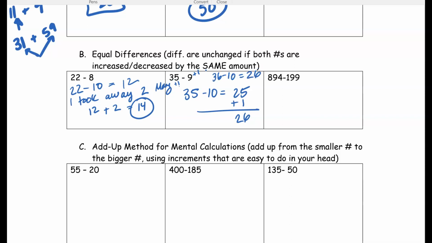So you're doing the same thing to both numbers. Add 1, and then you end up getting the same answer that way too. So whichever way makes more sense to you is totally fine.